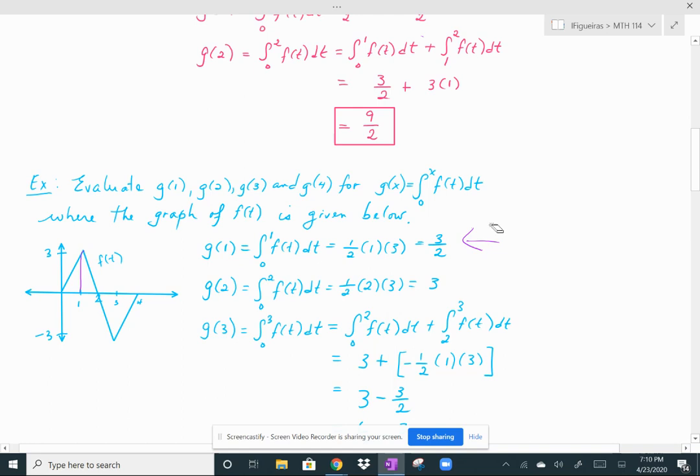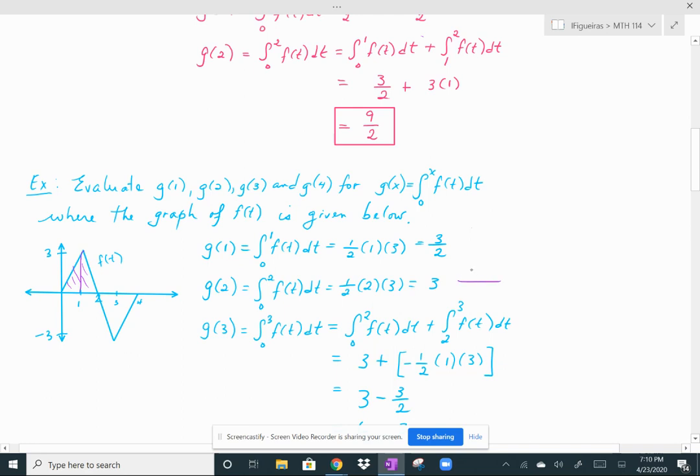Now let's look at g of 2. G of 2 is the entire triangle, so we can do that in just one calculation rather than splitting it up. My height is still 3, but this time my base is 2.